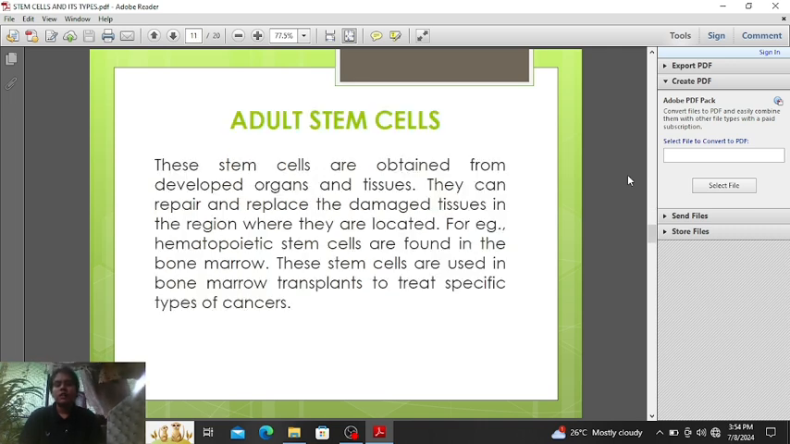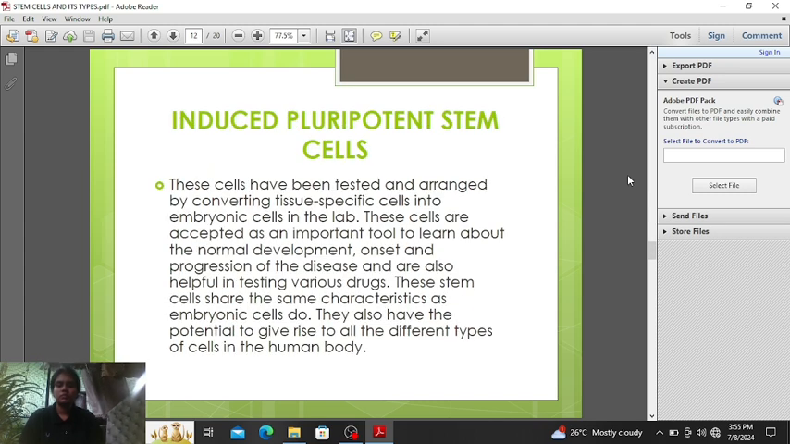Adult stem cells. Adult stem cells are the second type of stem cells, where the stem cells are obtained from developed organs or tissues. These help us to repair and replace the damaged tissues in the region where they are located. For example, the hematopoietic stem cells which are found in the bone marrow, and these stem cells are used in the bone marrow transplant to treat specific types of cancer.